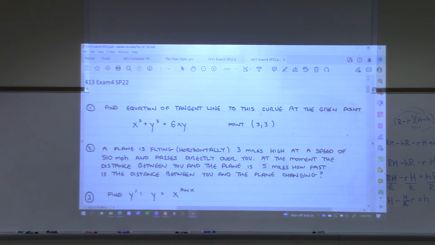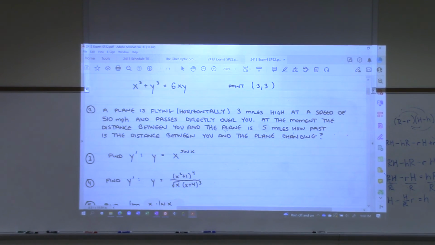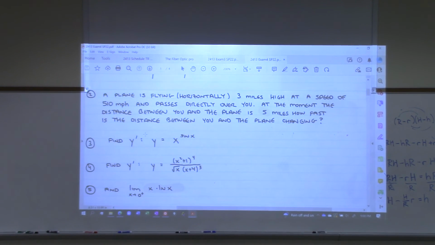In this particular test, I didn't give them an option. I forced them to do a plane flying overhead. And I think that's because I did that problem in class. So look at this, number 3. y to the sine x. Doesn't that look like the sine x to the sine x we just saw? Again, logarithmic differentiation. You have x's in the base and the exponent.